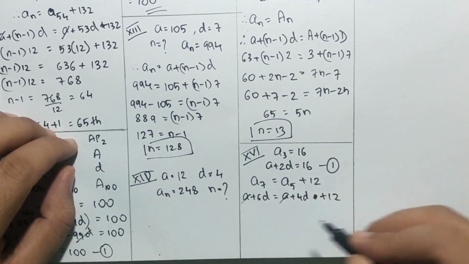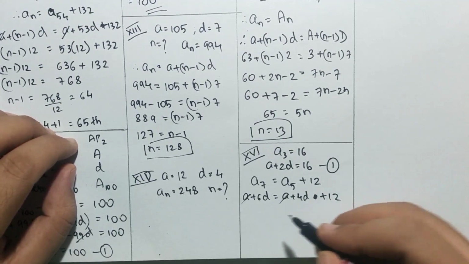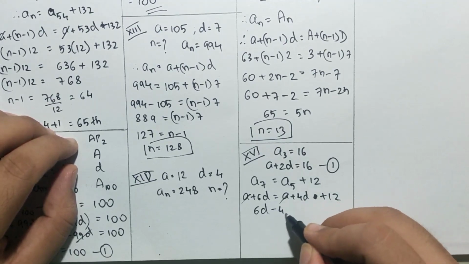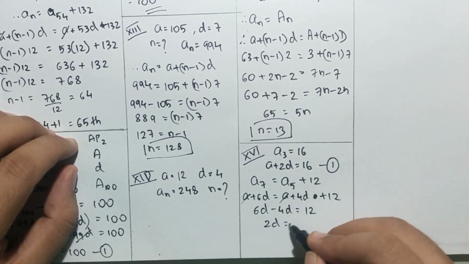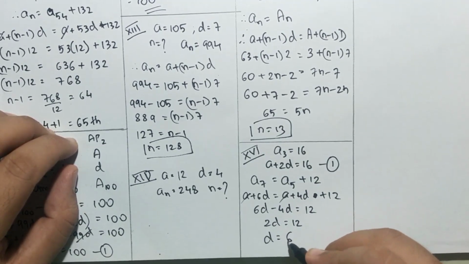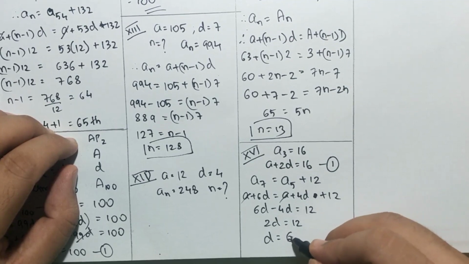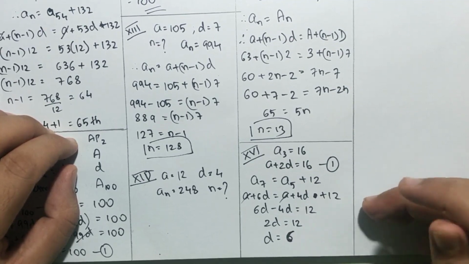This A and A will cancel out. This 4d will go on the left hand side. So 6d minus 4d equals 12. This will be 2d equals 12, or d equals 6.